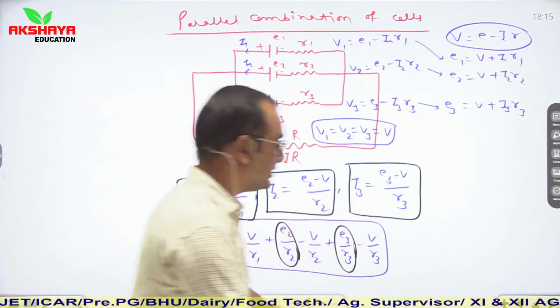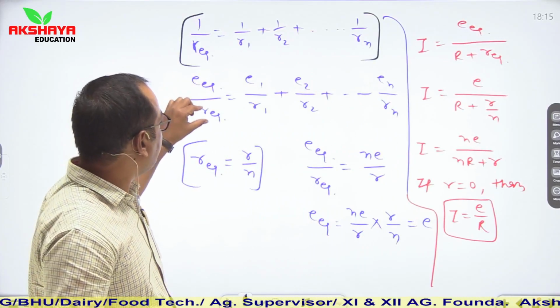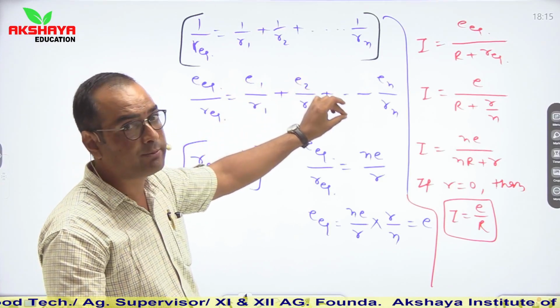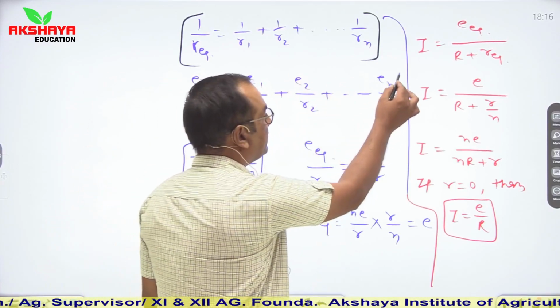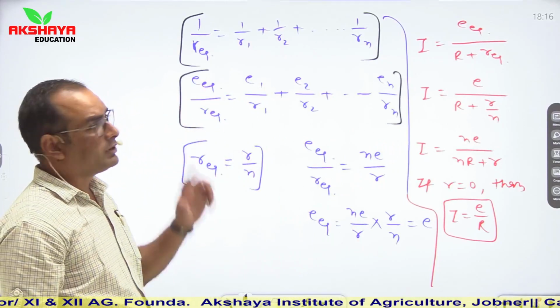But if there are n cells, then in case of n cells, E equivalent upon R equivalent will be equal to E1 upon R1 plus E2 upon R2 plus E3 upon R3 up to En upon Rn. So this is the relation for E equivalent upon R equivalent.